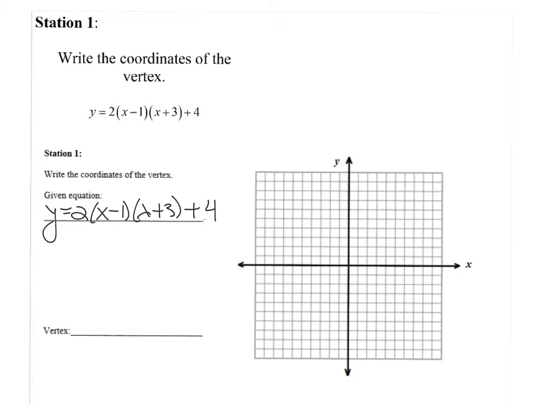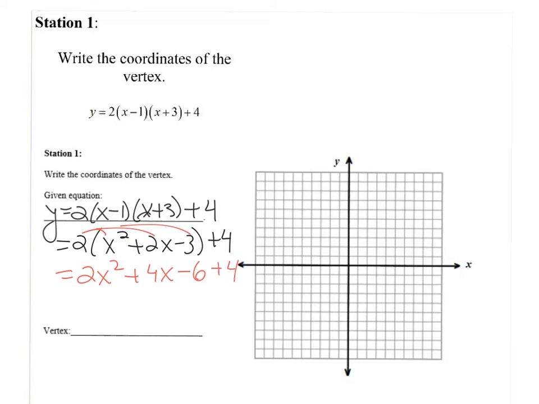And we need to find the vertex. Now, the x minus 1 and the x plus 3 don't get me the x-intercepts yet because it's not in complete factored form. You have this plus 4 here. So let's multiply it all together. I'm going to distribute the 2. Combine my like terms. And there's our equation.